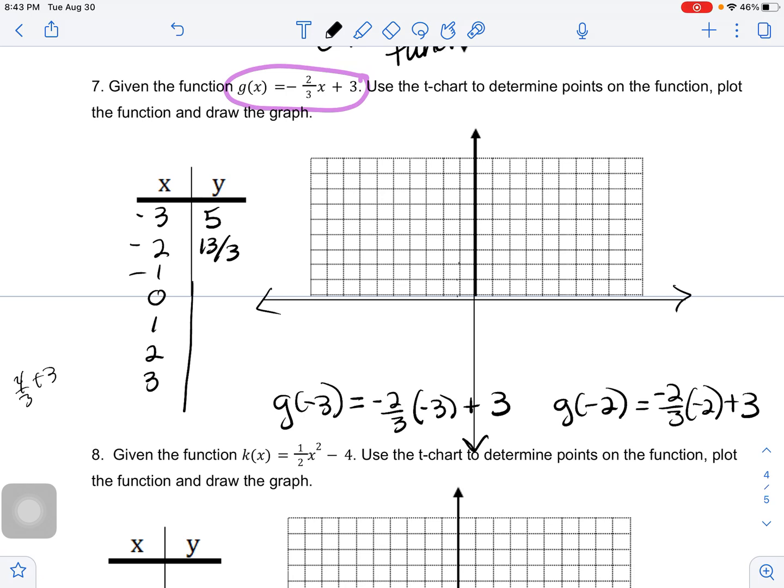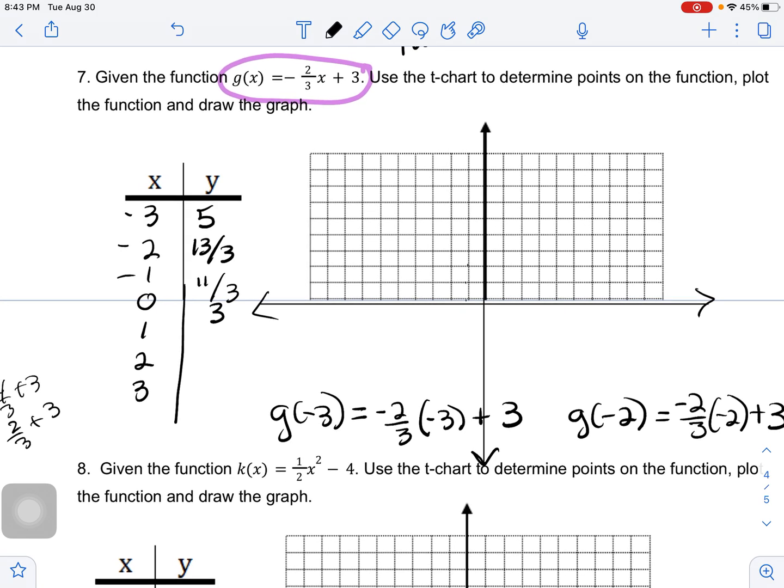Plugging in -1, I'm going to get 2/3 plus 3. And that's 11/3. Plugging in 0, I'm going to get 3. All right, so let's start plotting some of these points.